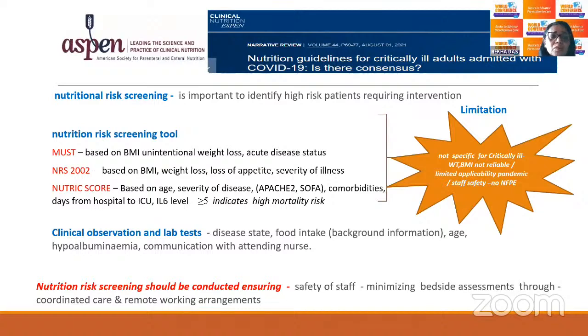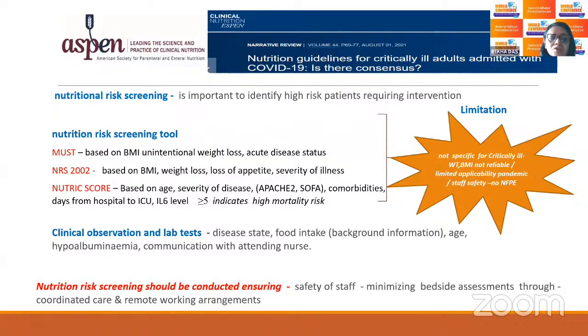The basic nutritional screening tools, which are validated like the MUST and the NRS 2002, are weight specific and BMI dependent, and cannot be relied on because the body contains a lot of fluid. The Nutrix score, which is very much pertaining to the ICU assessment, has limited applicability in a pandemic situation. There are staff safety concerns, so you cannot conduct a nutritionally focused physical examination of the patients. So you need to depend on clinical observations and laboratory tests like the disease state, the food intake, age, communication with the attending nurse, and hypoalbuminemia level, the laboratory parameters like the prealbumin also.